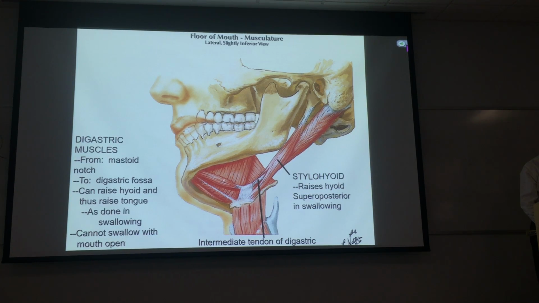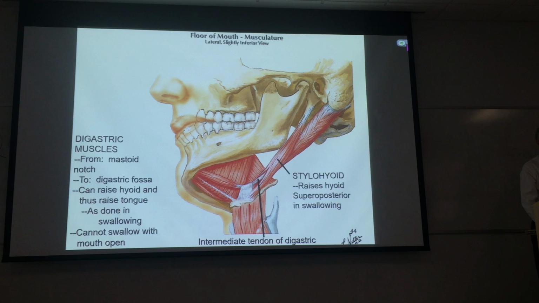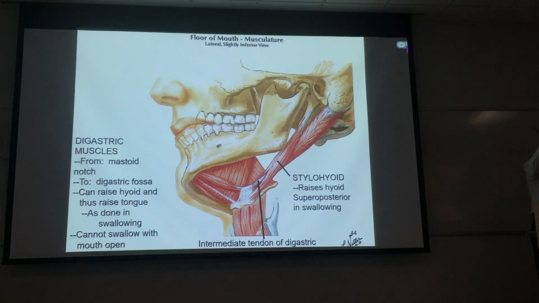So for mylohyoid, I probably have this coming up on another slide. Mylohyoid is a muscle that forms the floor of the mouth. And when mylohyoid contracts, it raises the floor of the mouth, but in doing so, it can also raise the tongue as well. So you can think of it as an elevator of the tongue. And you cannot swallow with your mouth open.